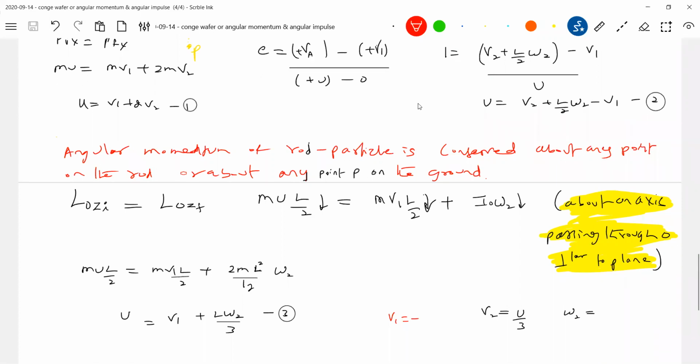Value V1. It should be negative because a lighter particle collides with a heavier particle, it will rebound. Minus u by 3. Yeah.